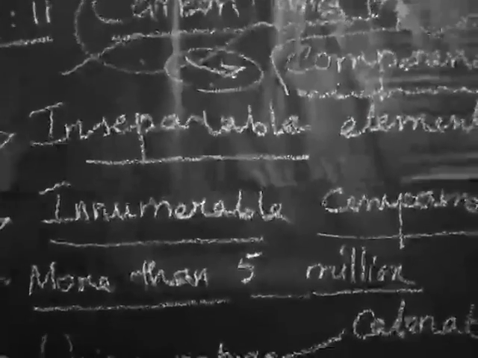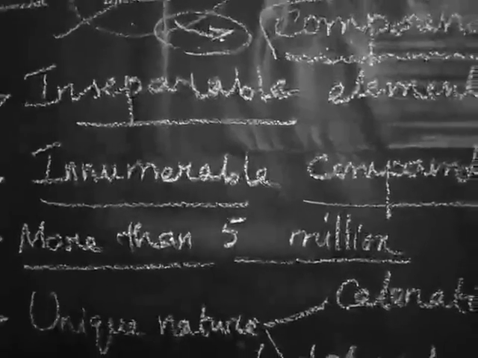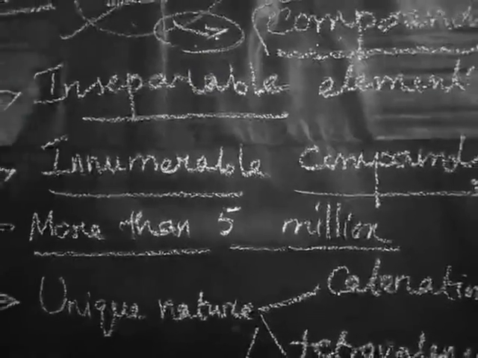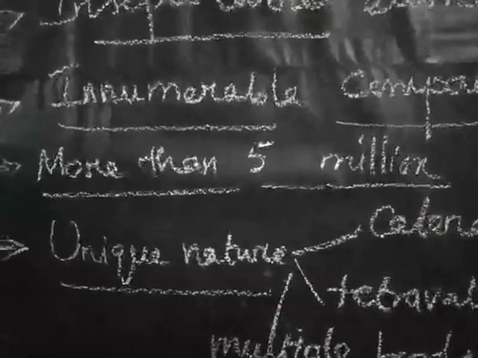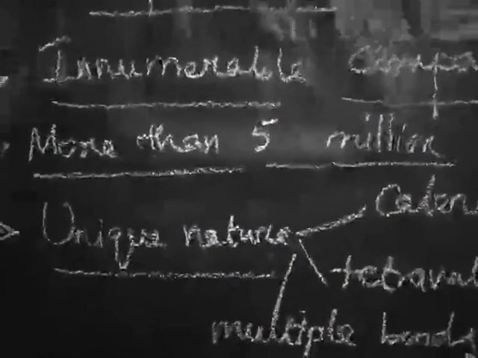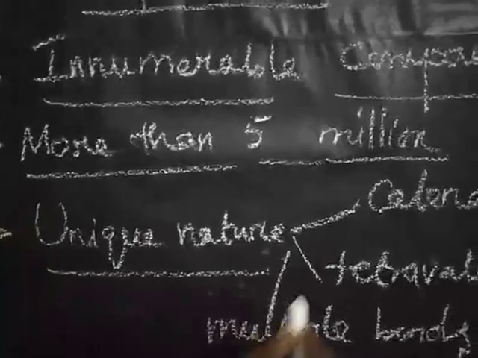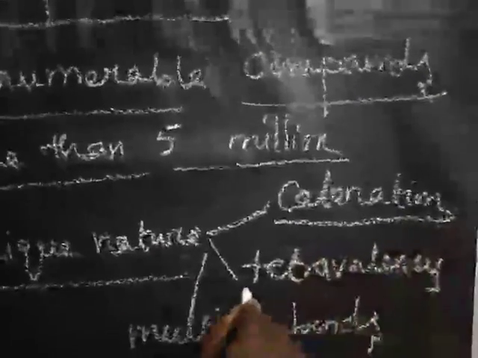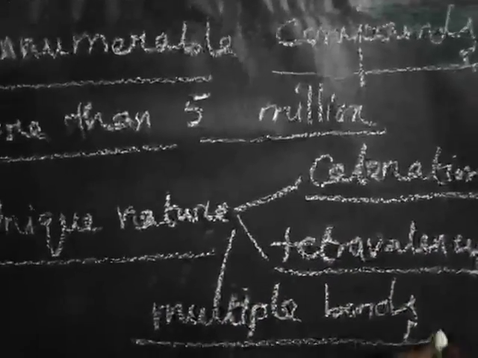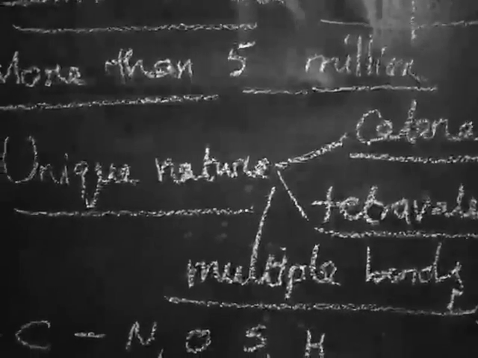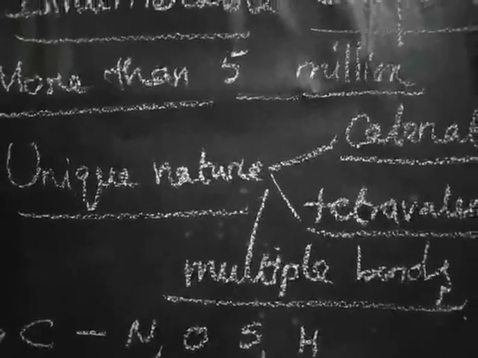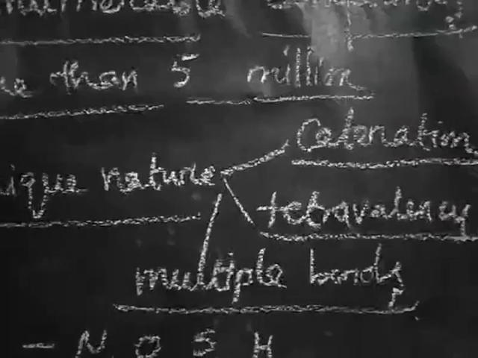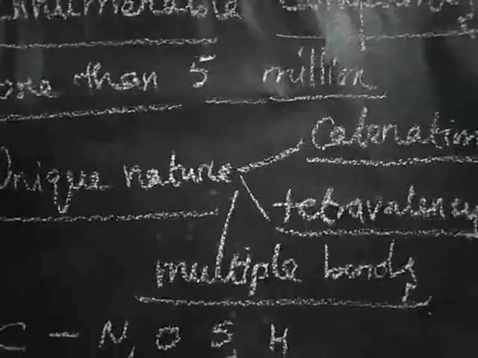In day to day life we are using so many carbon compounds. What are the salient features of the carbon atom? What is the unique nature of the carbon atom? It is due to catenation, tetravalency and multiple bonds. These three are the unique nature of the carbon atom: one is catenation, second is tetravalency, third is multiple bonds.